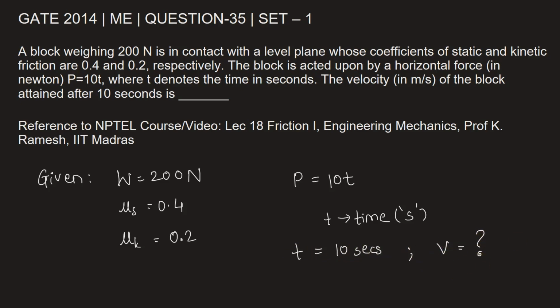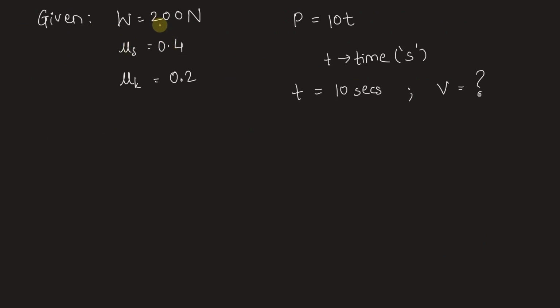Let's see how it is calculated. For this block, when it is resting on a surface and in contact with the surface, because of the weight, there will be a normal reaction using Newton's third law, and that normal reaction will be equal to weight, which is equal to 200 Newton. Now, friction will act in two stages. First, there will be static friction before the motion has begun, and after the motion begins, there will be kinetic friction acting. For static friction, we are going to use mu s value, and for kinetic friction, we are going to use mu k value.